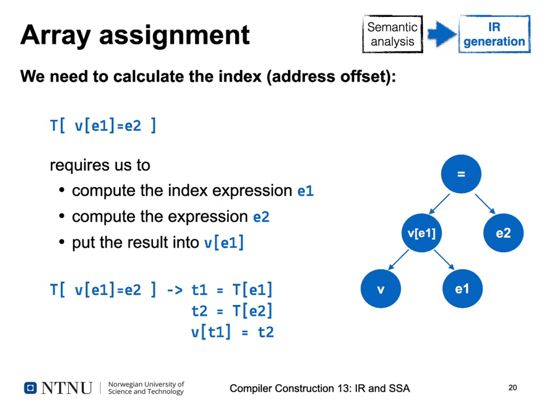So to translate this array assignment into 3 address code, we would first need to translate the expression giving the array index, store this one into the first temporary variable, then evaluate the expression we want to assign, e2, store this into our second temporary variable, and then we can finally use a 3 address operation, just assigning this temporary variable here into our array at offset e1.